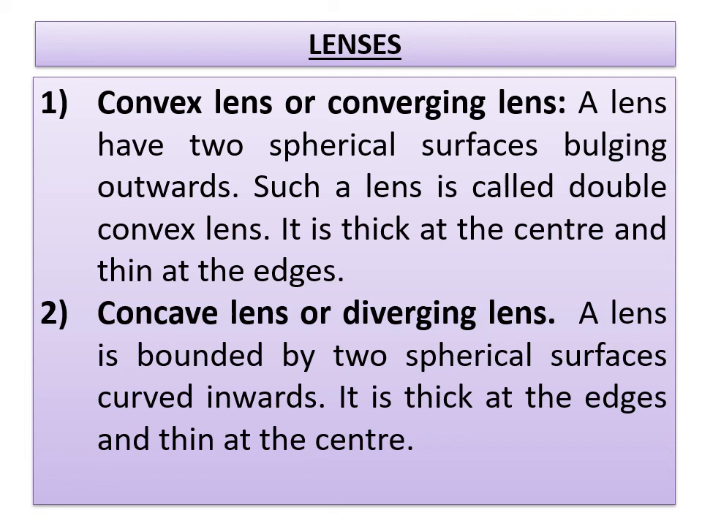So why are we calling a convex lens a converging lens? Because whenever a light ray falls on the convex lens, it converges the light ray after refraction. And why is the concave lens known as a diverging lens? Whenever a light ray falls on the bent-in surface of a concave lens, after refraction, it diverges the light rays. So that is the reason the concave lens is named a diverging lens, and the convex lens is named a converging lens.